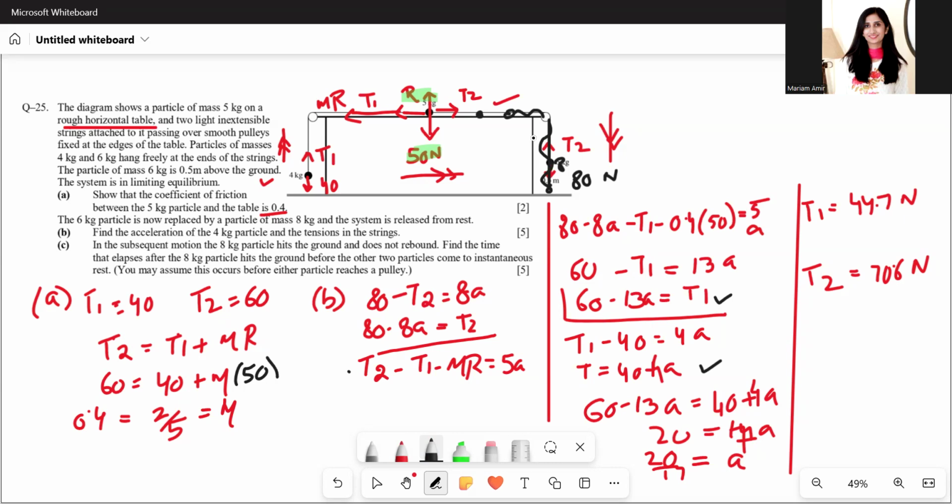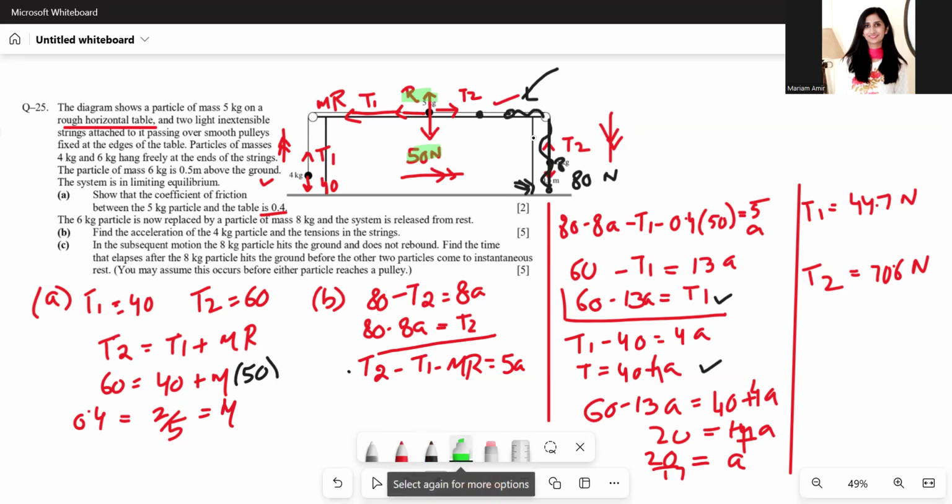And we need to find the time after this particle is released, till this particle reaches the ground or hits the ground and till this particle comes to instantaneous rest. So we basically need the time frame during this period. Okay. So for this period, V would be 0 because the final speed will be 0.